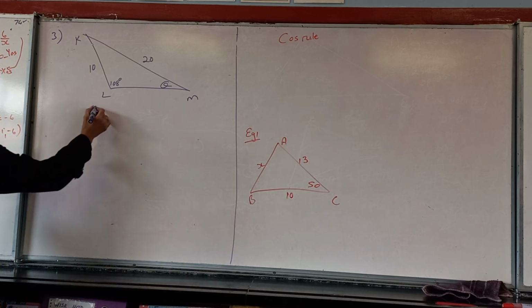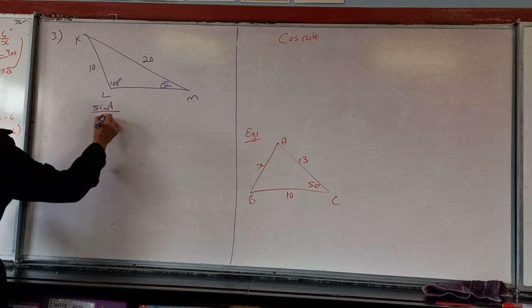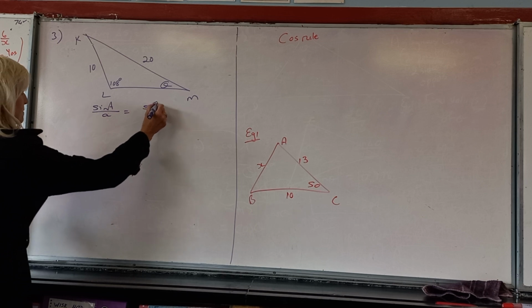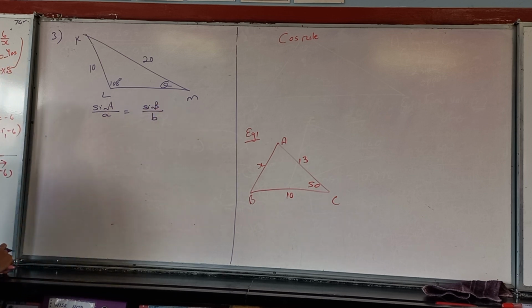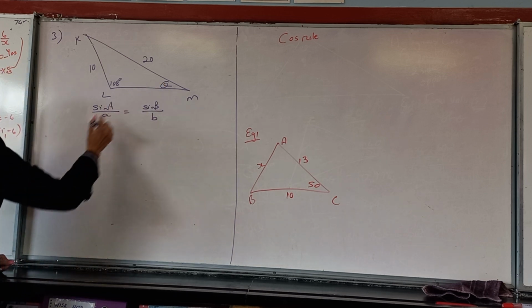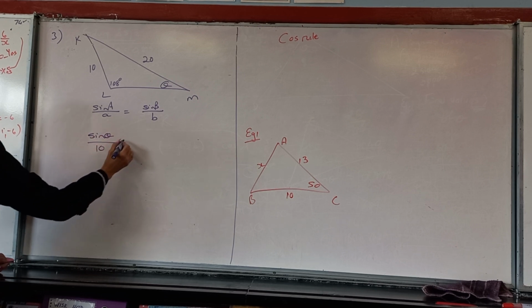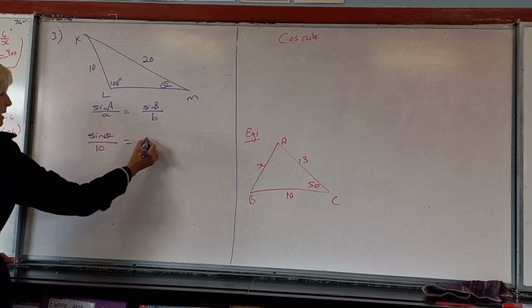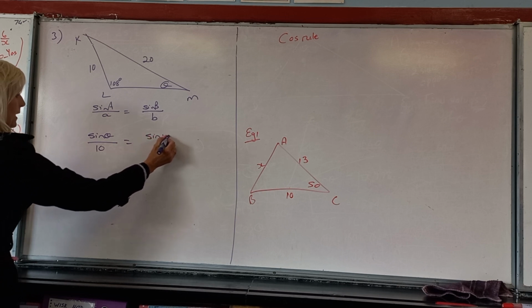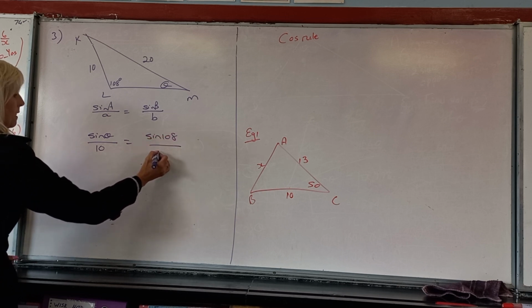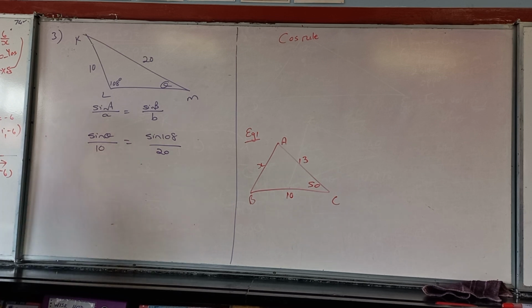So again, with the sin rule, it doesn't matter which one is at the top, sides or angles. I'm looking for the angle, so I'm going to have sin theta at the top over 10. And the other side, the angle that I have is 108 over 20. Is this ambiguous? Yes.